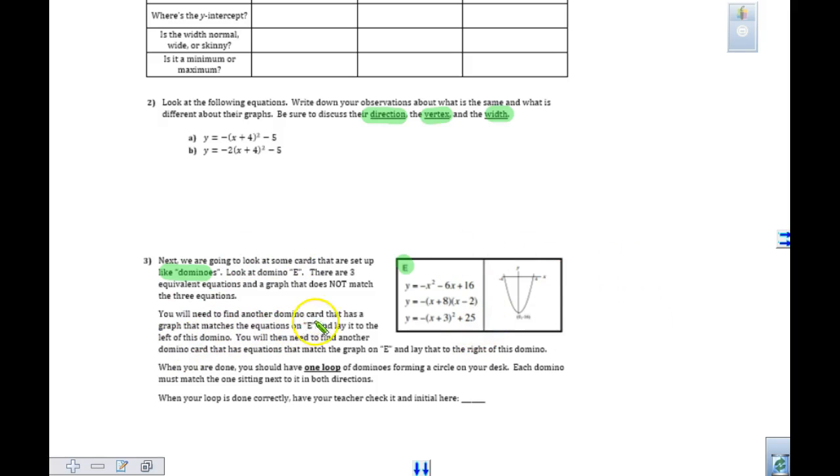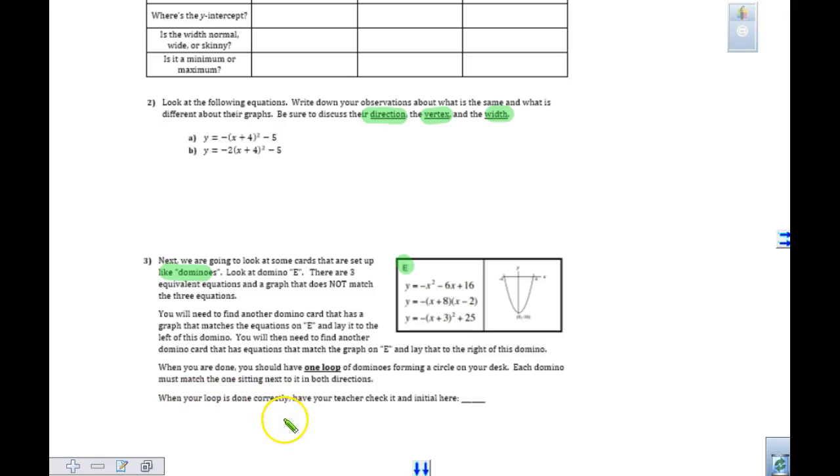So it says you will need to find another domino card that has a graph that matches the equation E. Lay it next to that domino. You will find another domino that matches the graph of E, and it has the right direction of the domino. When you are done, you should have one loop. The dominoes are forming a circle on your desk. Each domino must match the one sitting next to it in either direction.